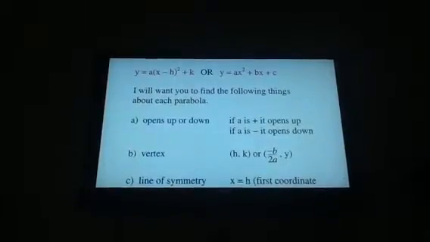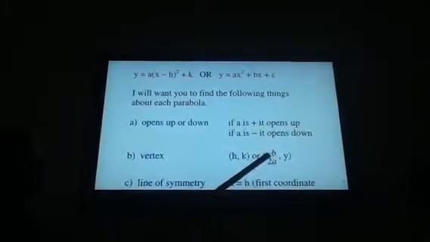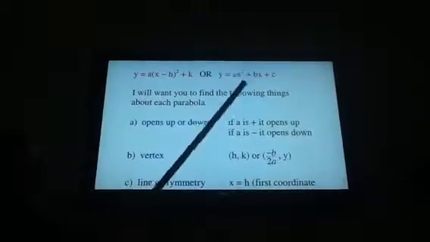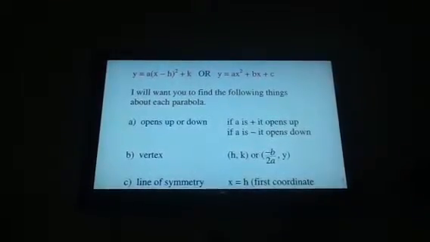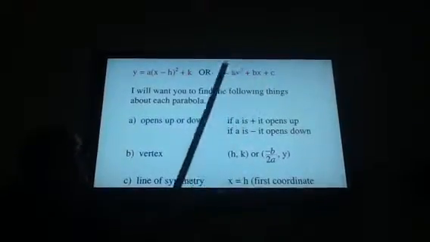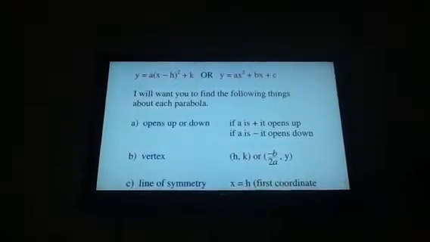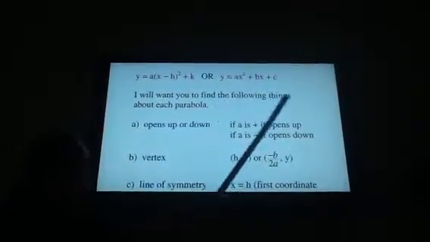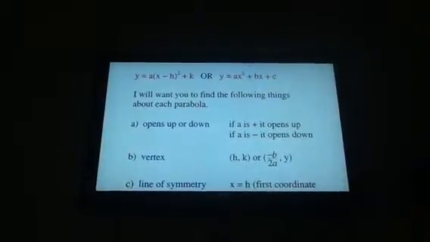To get the vertex of the other kind, this is where all the work comes in. You have to calculate it. You have to take negative b over 2a, so negative b, whatever that b value is, over 2a. Calculate that number, and then plug it back in for your x's to get your y value. So you calculate the x value of the coordinate by doing negative b over 2a, and then plug it in to get the y value of the coordinate of the vertex. Some of this will make more sense as you see me do it.